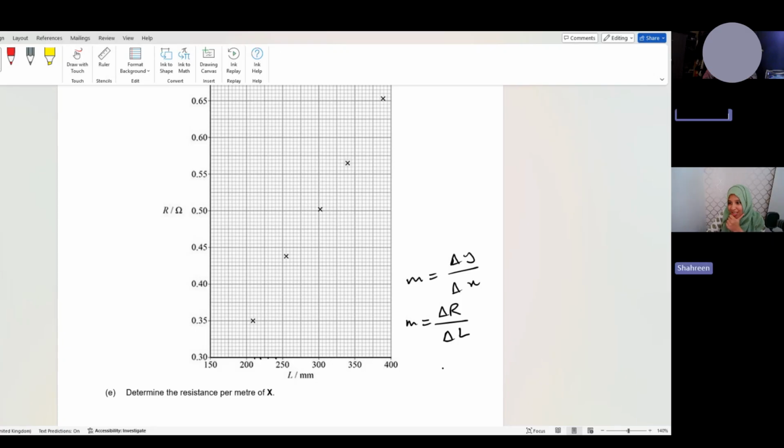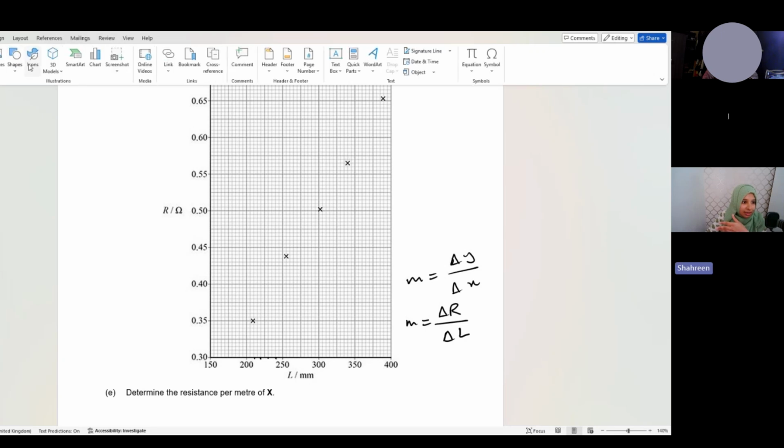Okay, so all you would have had to do is consider the scale. You would have had to think about the scale, convert it. But this is the gradient. So if you find the gradient of the graph, you will have found the resistance per length.